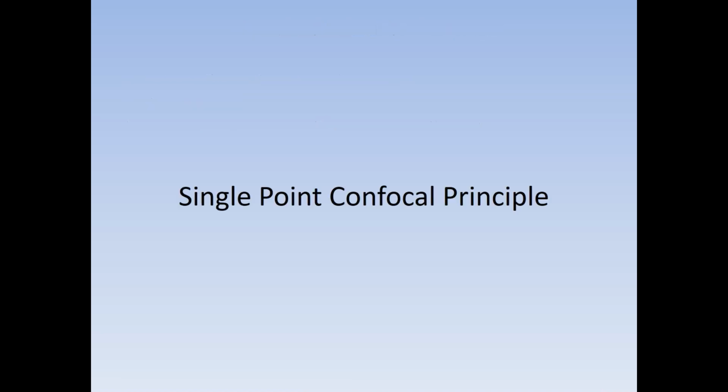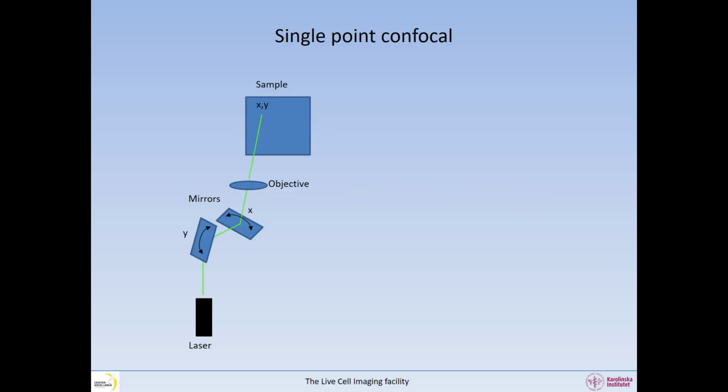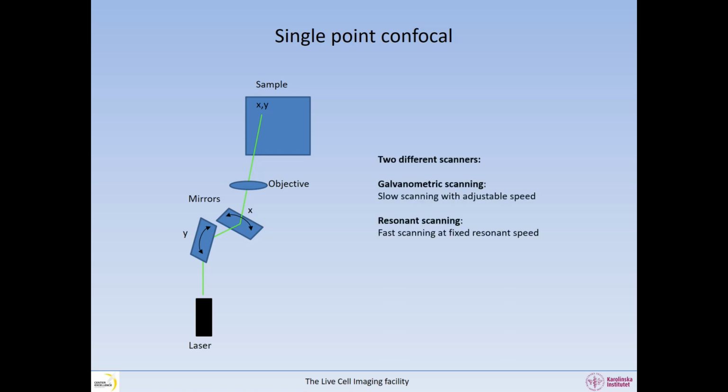So in this workshop, we will try to go fast and try to compare the impact on the signal-to-noise ratio in the image. So here is a little reminder of the single point confocal principle. We have a laser that sends the light to the scanner, and inside the scanner we have 2 mirrors, one that scans the light in the X direction, and the other one that scans in the Y direction, and together they are moving in such a way that they scan the spot of light across the whole sample through the objective. So we're going to compare a galvanometric scanner, which is slow but with adjustable speed, to a resonance scanner, which is fast but we cannot change the speed.